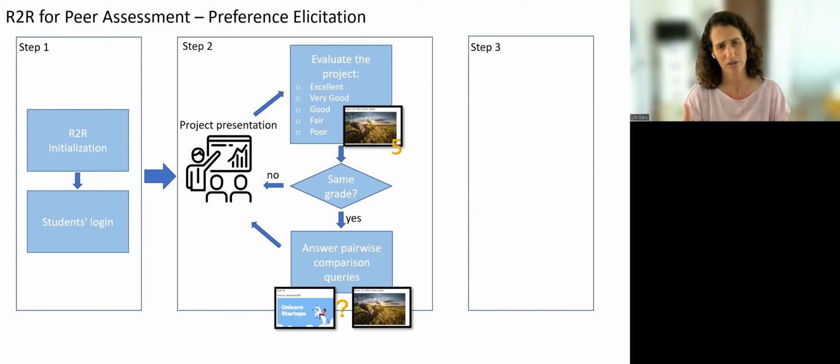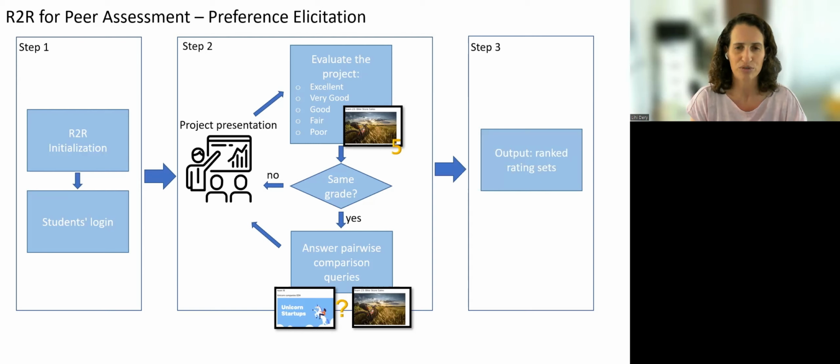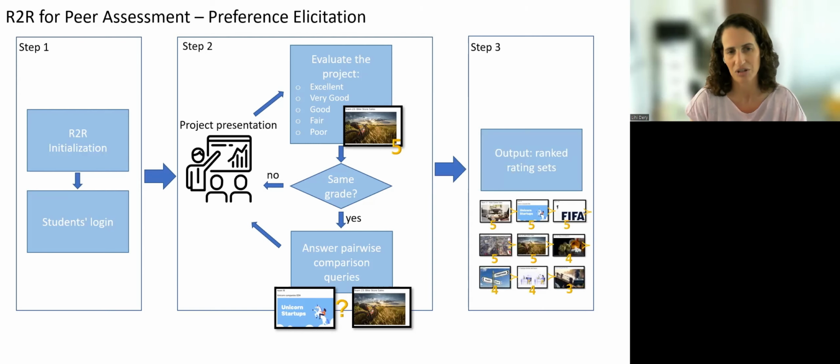So once students finished their presentation, by the time they were wrapping up and getting away from the board, and new students were coming on stage, this is the time the students were doing this evaluation. In the end, what we receive is an output ranked rating set. So we have all of the projects for each student, and for each student, we know what scores they gave each project, and we also know the ranking of all of the projects.